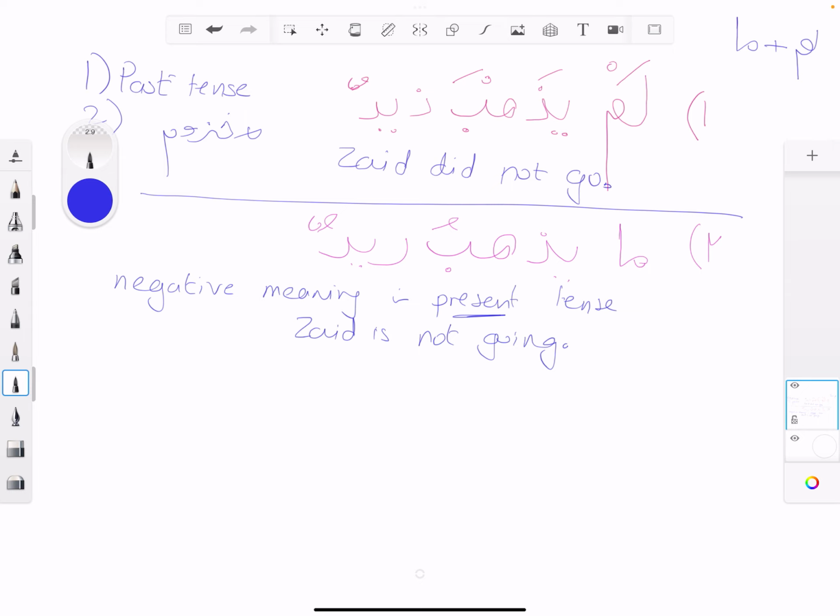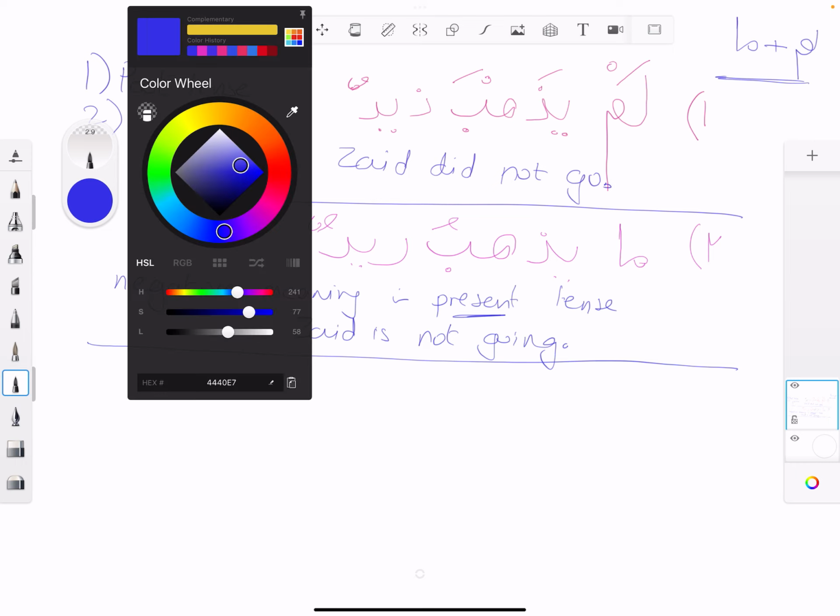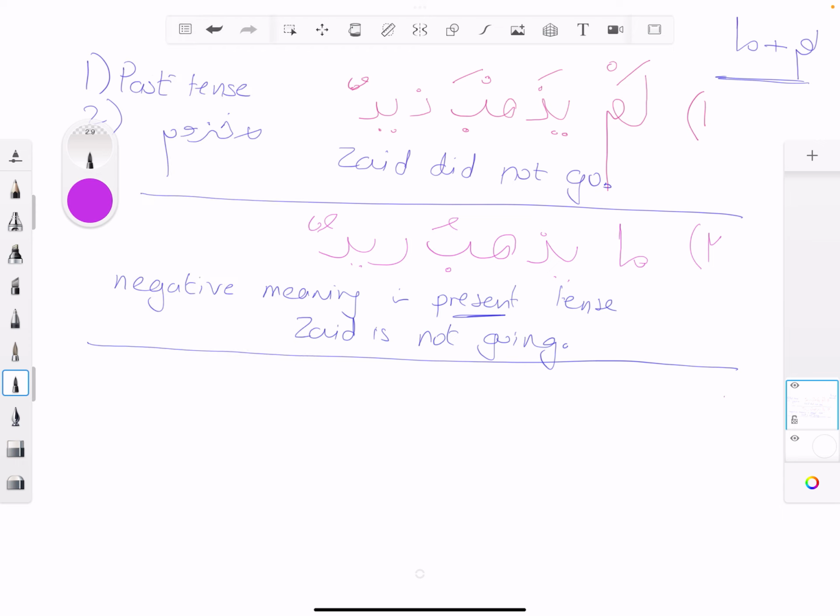So ma and lam are the same when it comes to madi and mudari in effect. But when ma comes before mudari, it's the present tense. Because remember, mudari can be present or future, can't it? We're not going to do the habitual and continuous we were doing before. We're just going to leave that for now. And don't worry, I'm just telling you the theory right now. We'll do some practice in this lesson and the next lesson, so we'll get lots of practice on this, inshallah.